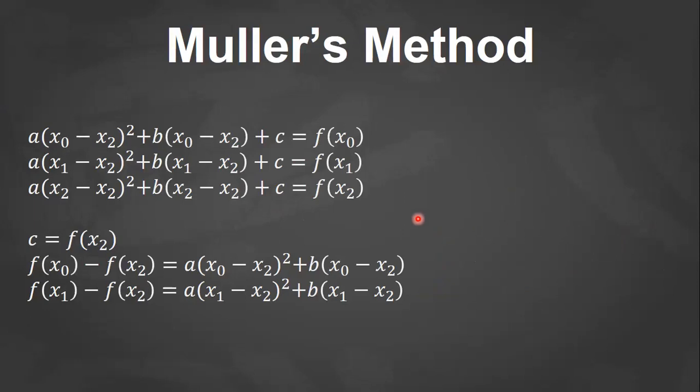Note that from the third equation, we can already solve for C. That is, x sub 2 minus x sub 2 is zero. So C is equal to f at x sub 2. Then we substitute C, since it is f of x sub 2, into equations 1 and 2. Then we rearrange, so that's why we now have this one.